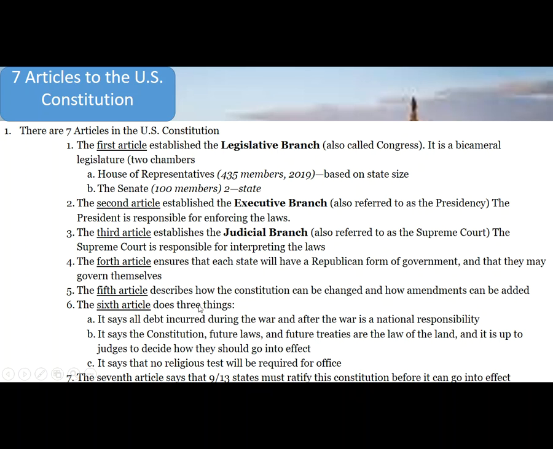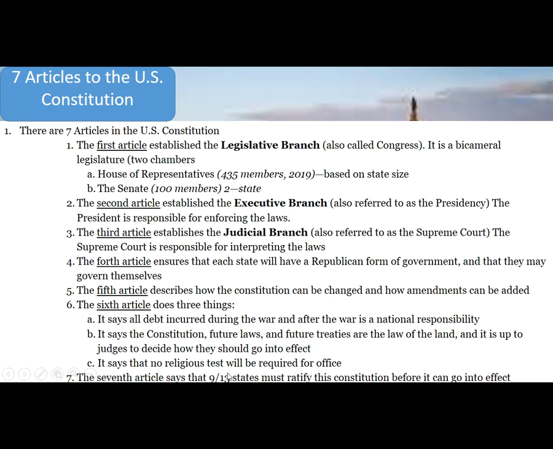The sixth article does 3 things. It talks about debts during the Revolutionary War and how it's a national responsibility. It says the Constitution, future laws, and future treaties are the law of the land, and it's up to judges to decide how they should go into effect. It also says that no religious test will be required for office.